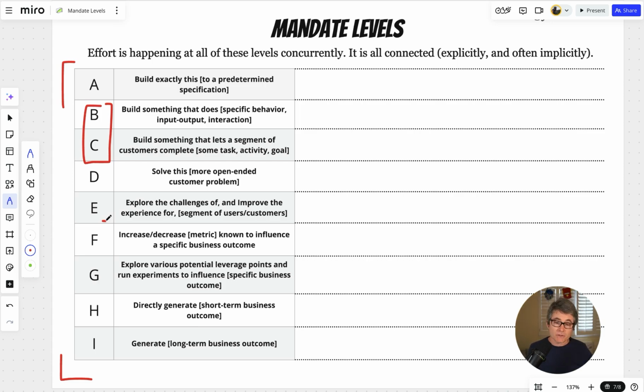H, short-term business outcome. I, generate long-term business outcome. Whenever I would do this activity, an example for long-term business outcome is I'd say, okay, Mary, come back with $10 million by the end of the year. Sound good? That's kind of an I level thing. But certainly there's other long-term business outcomes that have nothing to do with revenue, but you get the idea.